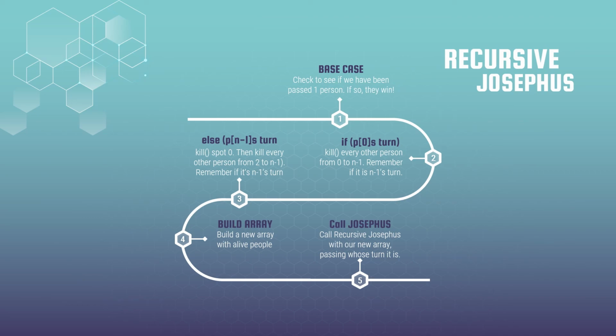Step 3. If the myTurn index is not 0, kill spot 0. Then iterate through the rest of the array as normal. Step 4. Make an array of only those that are alive. This is the same as renaming our circle like we talked about before. Step 5. Call the Josephus algorithm again, passing in our new lineup of people and whose turn it is. This will manually go through an array, killing every other person until 1 remains.